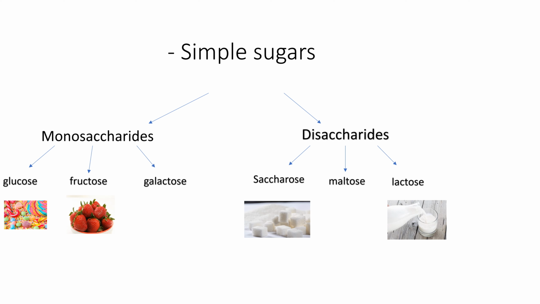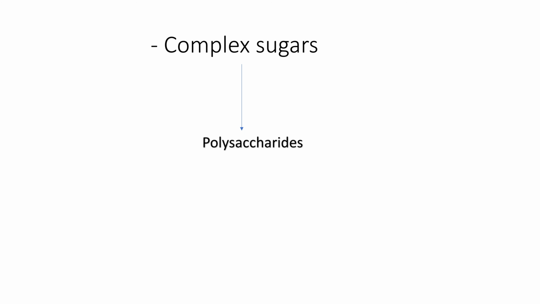So that's it. And the second category of sugars is complex sugars, also known as polysaccharides, so with multiple atoms. There are three polysaccharides as well: starch, cellulose, and glycogen.